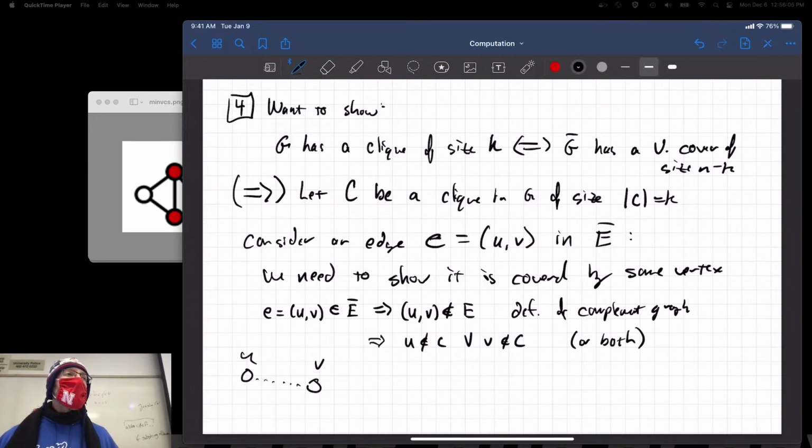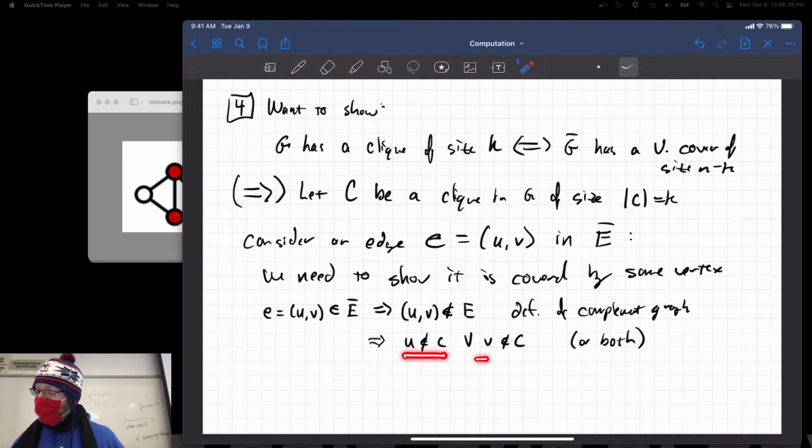Can both of those vertices be in my clique? Remember, what's a clique? Something where everything is connected. These two are not connected. Therefore, it cannot be in my clique. So it could be that one of them is in the clique, but that means that the other one cannot be. It could be that neither one of them is in my clique. Right? That's why I've got the or there. I've got that either U is not in my clique, or V is not in my clique, or both.